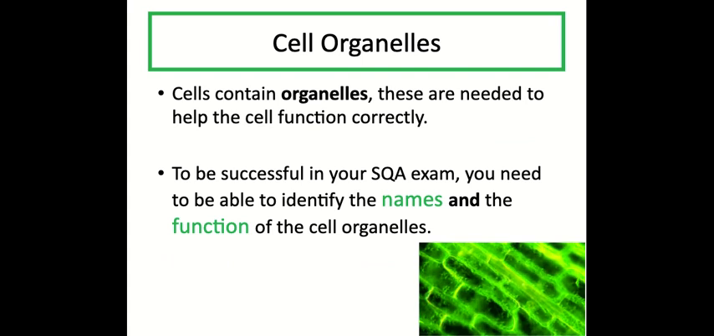So now we're going to focus in on these organelles. Each of those cells we've just talked through contains organelles, all those parts or structures I just pointed out, and these are needed to help the cell function correctly. To be successful in your SQE exam, you're going to need to be able to identify the names of these. Like in those diagrams we just looked at, you might be pointed to a part of it and asked what that is. But not only that, apart from knowing the names, you will also have to know the functions, so the jobs of these organelles as well.